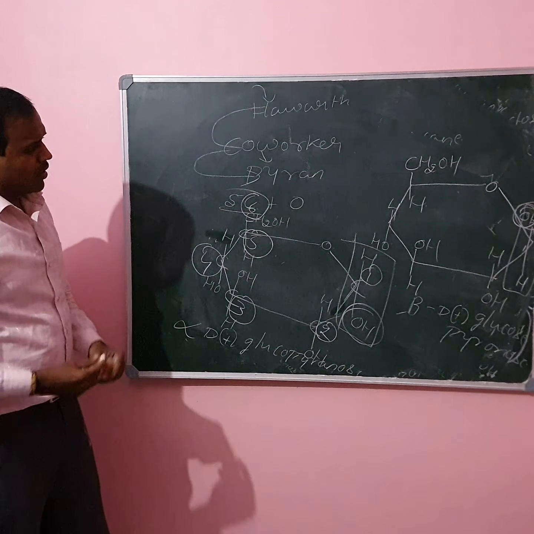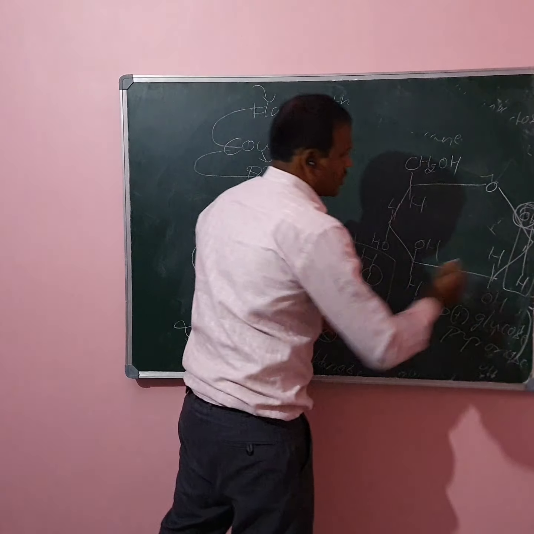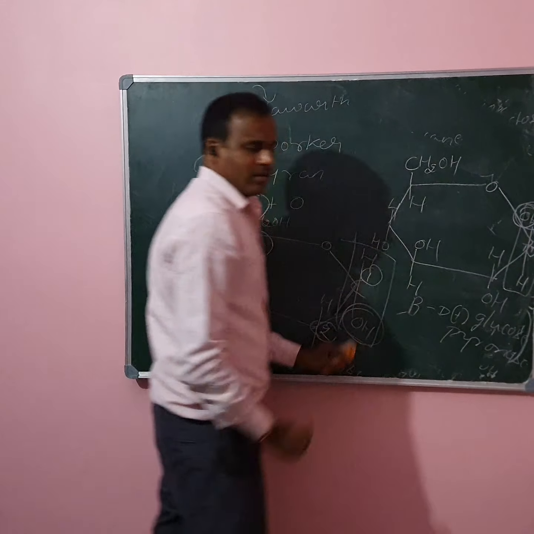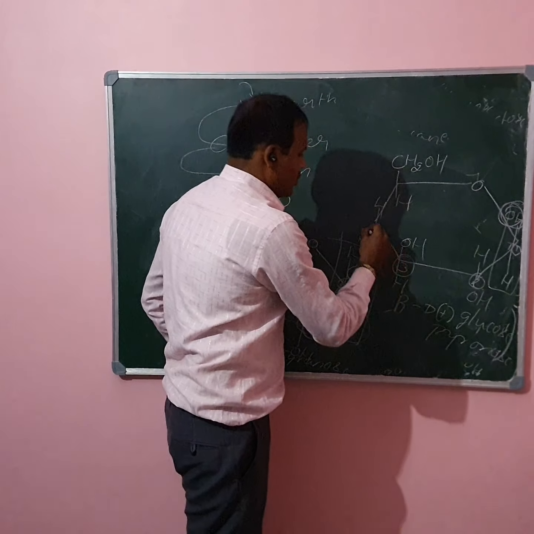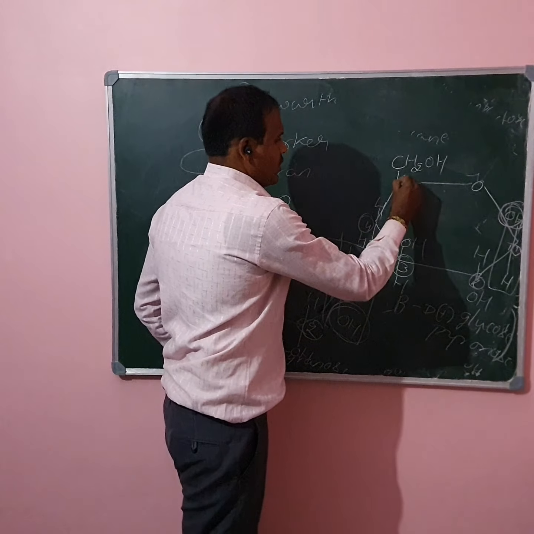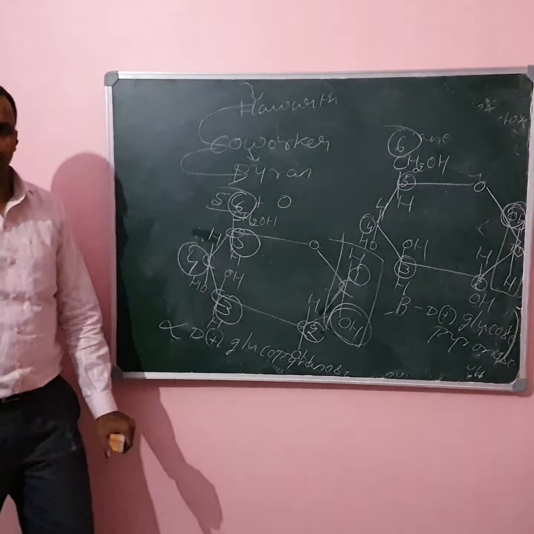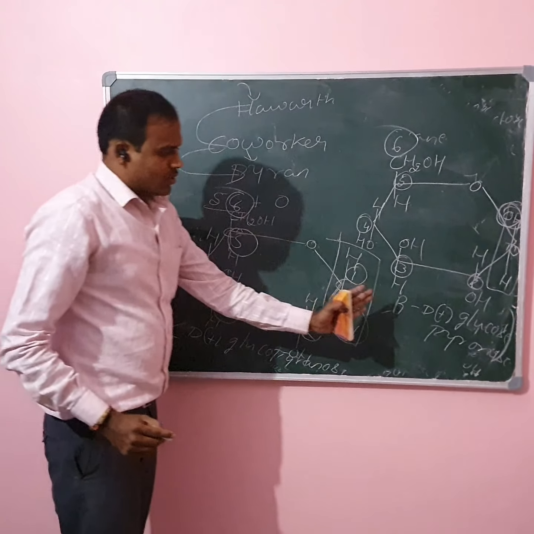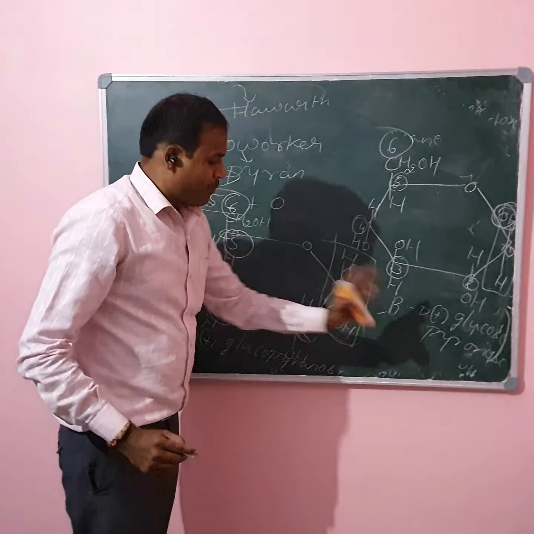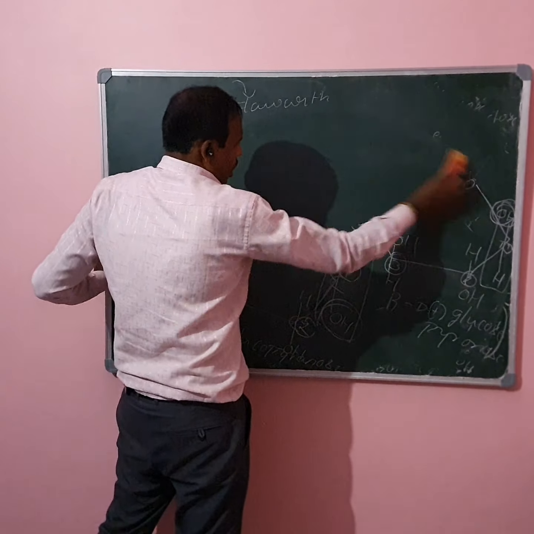Next is fructose. You already know the positions. This is the 1 position, this is the 2 position, the 3 position, the 4 position, the 5 position, and the 6 position. That's all for alpha D plus glucopyranose. Next is beta glucopyranose. Next is fructose.